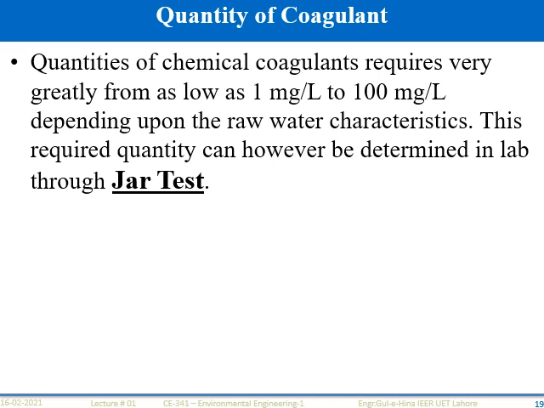So the other important parameter is the amount of the coagulant dose. That the quantities of a chemical, ये कितना coagulant का डोज आपने डालना है. ठीक है, तो वो हम फाइंड आउट करते हैं बाय परफॉर्मिंग लैब एक्सपेरिमेंट्स, जिसे हम सिंपल वर्ड्स में जार टेस्ट कहते हैं. ठीक है, so the quantities of a chemical coagulants required vary greatly from as low as 1 milligram per liter to 100 milligrams per liter, depending upon the raw water characteristics. So this required quantity can, however, be determined in the lab through a jar test.